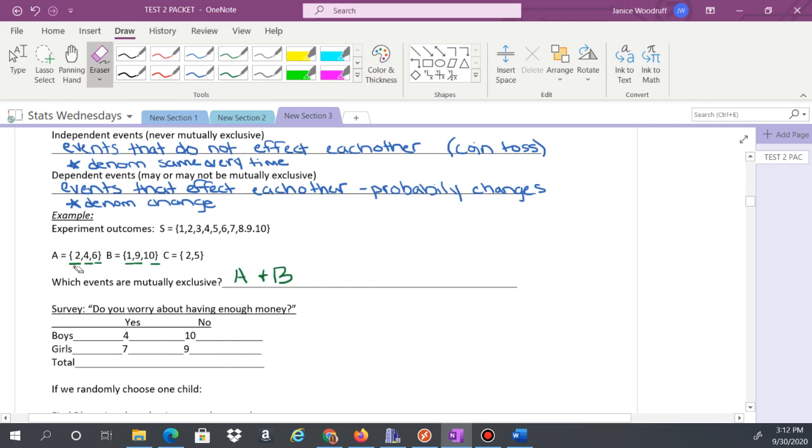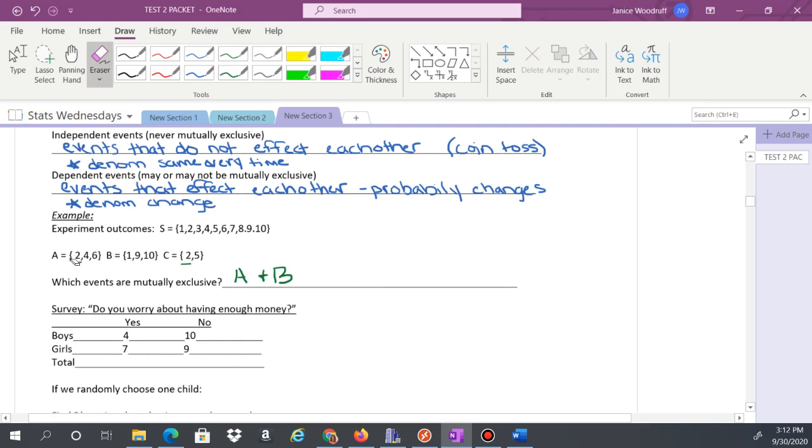Okay, then we can look at A and C. On the first pull, I get a 2 on both of them. Now they have something in common, which means those are not mutually exclusive. They can occur at the same time because they both have the 2. So A and C are not mutually exclusive.